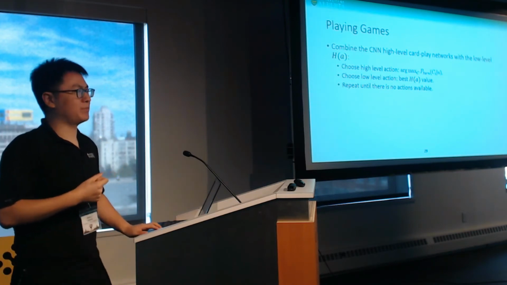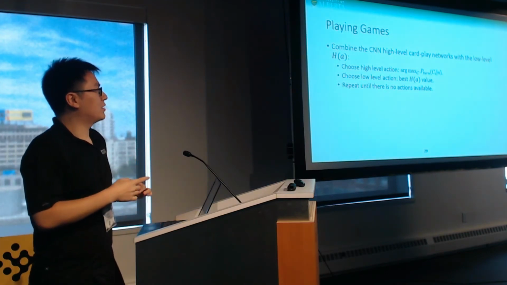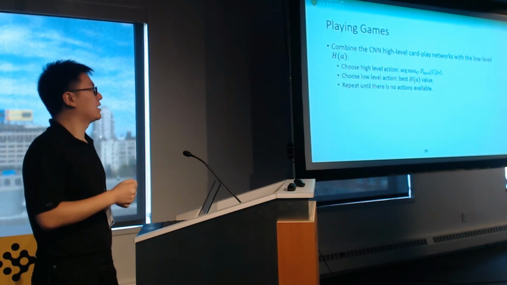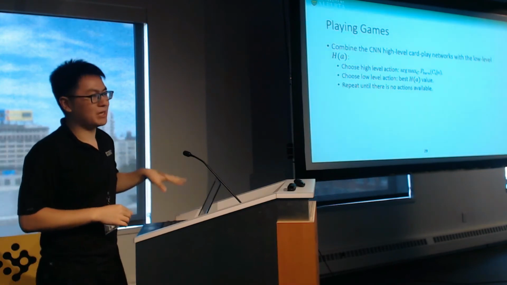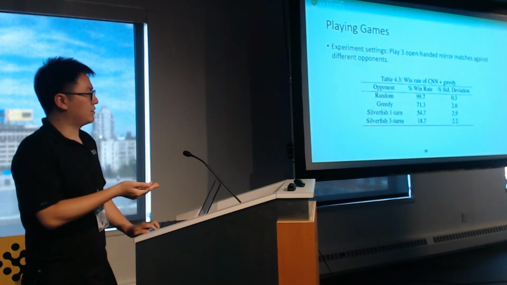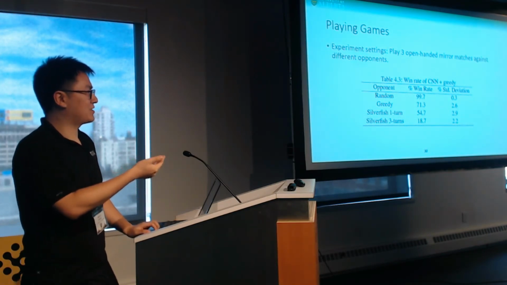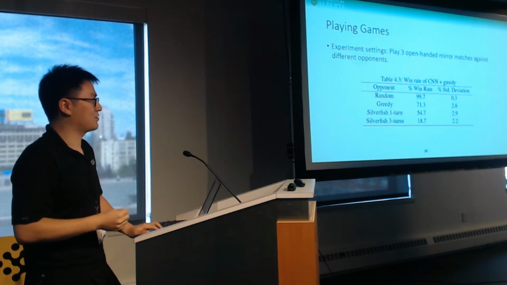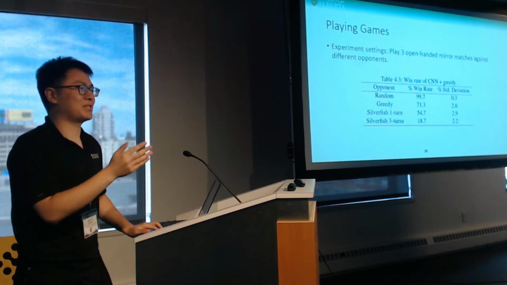The second experiment is playing games using the best performing CNN. The algorithm for this combined agent is quite simple. The card play network can only choose the card to play, but it cannot choose the target for the card, so we combine it with a greedy low-level action chooser with a heuristic function, and we repeat this until there are no actions available. Here is the result of the combined agent, and it's quite exciting that it's on par with the one-turn search-based Silverfish, even though it lost badly to the 3-turn search-based Silverfish. All the games are open-handed, which is kind of unfair, but the card play network can only play open-handed games.